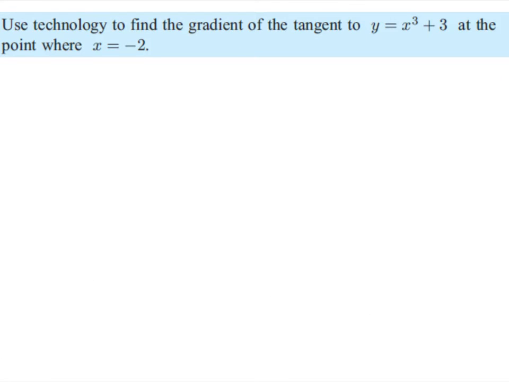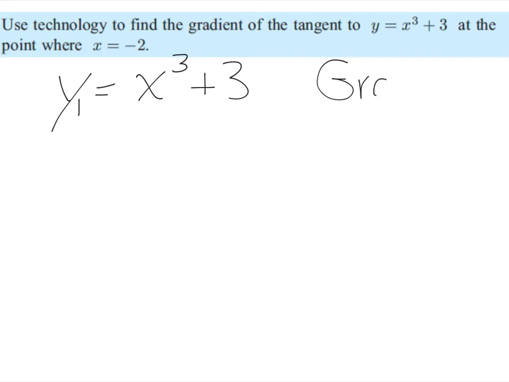Okay, so it says use technology to find the gradient of the tangent to y equals x cubed plus 3 at the point where x equals negative 2. So what you're going to do in your calculator, and if you don't have a calculator, you can come in for tutoring, or we can go over this problem real quick at the beginning of class tomorrow. But in your calculator, you're going to go into y equals, and you're going to put x cubed plus 3 into y1, and then you're going to graph it.